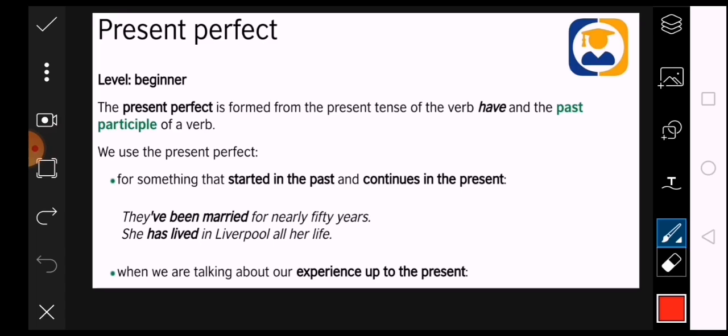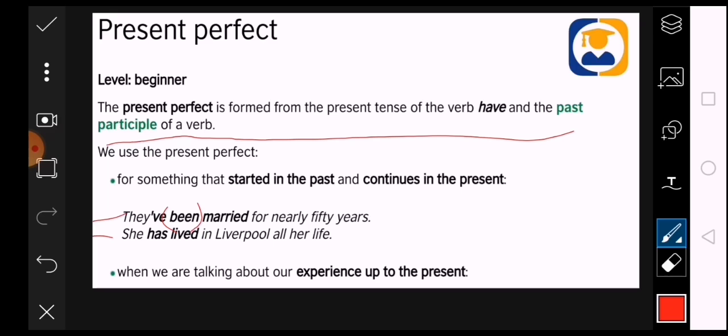The present perfect is formed from the present tense of the verb have and the past participle of the verb. It means verb 3. We use the present perfect, first, for something that started in the past and continues in the present. For example, they have been married. This is the same pronunciation of this word, been or been. They have been married for nearly 50 years.